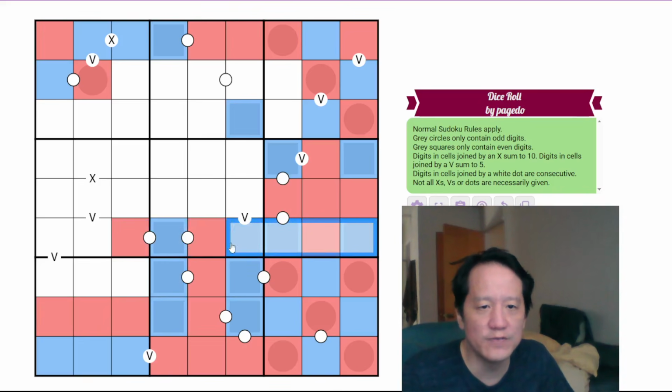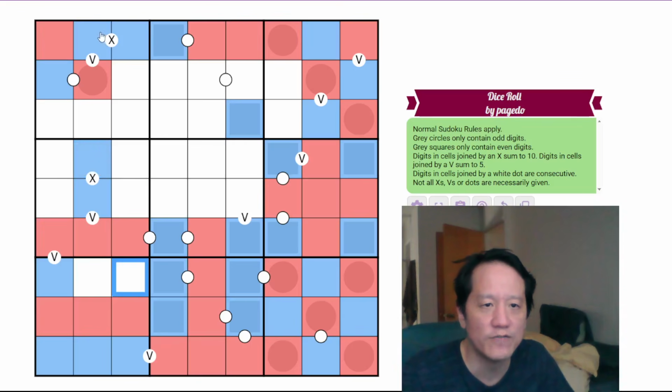We have 4 even digits in row 6, so the rest must be odd. To add up to an odd sum with an odd digit, you have to have even. Same with this. This is even. To add up to an even sum, it has to be even and even. We have 4 evens in column 2, so the rest must be odd. We have 4 evens in this lower left-hand box, so this must be odd.